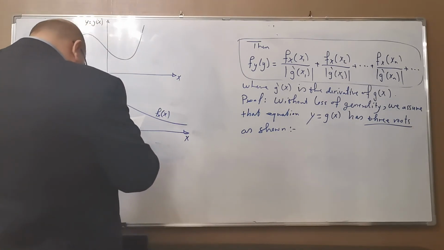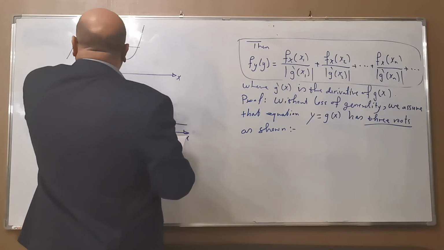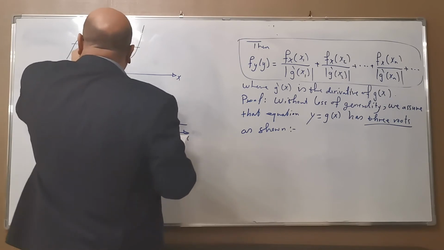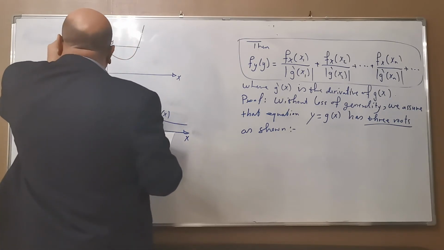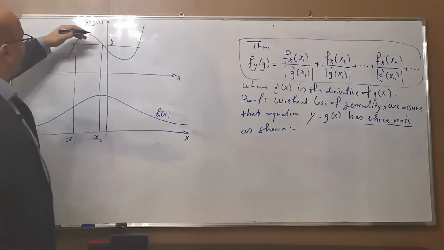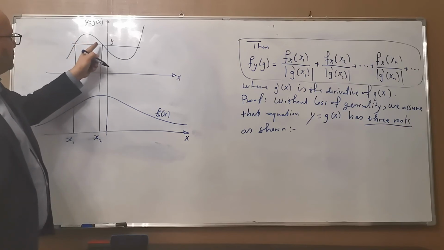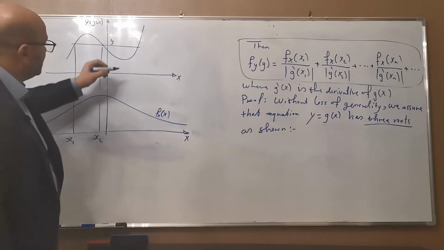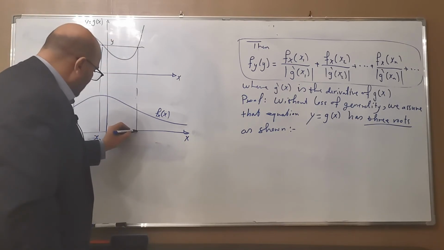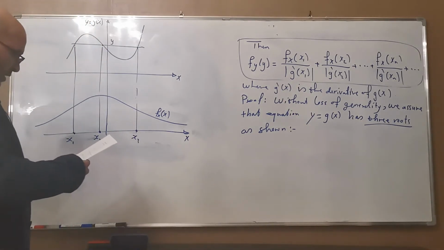Okay? Now I'm going to assume that you have one y, and this y coming from 3 x's, x1, x2. So you have function. This is y equals g of x. It has 3 roots, 1, 2, 3. For every y, you have 3 x's, and this is the third one. So this is x3. Okay?